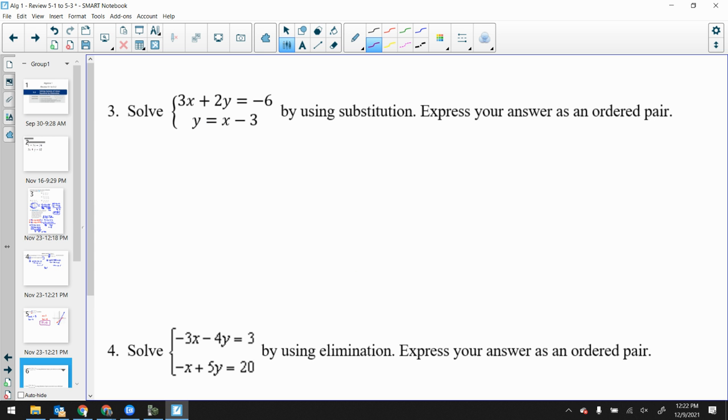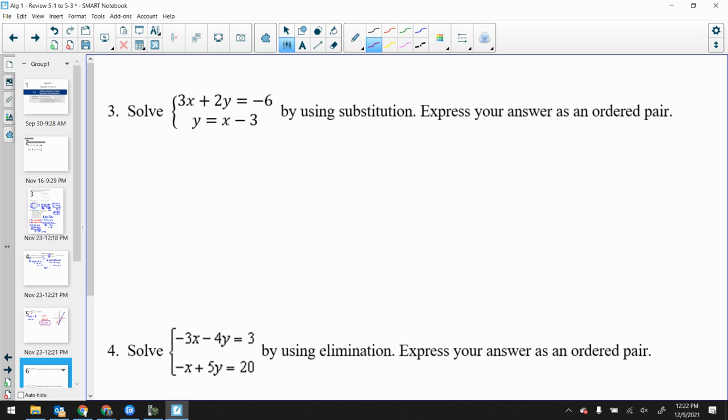Obviously, if I make you do graphing, I make you do substitution and elimination. Now, I'm going to be nice to you guys on the quiz. If I tell you to do substitution, it's not like I'm going to give you one that's really difficult for substitution. If I tell you to do elimination, I'm not going to give you one that's really difficult for elimination. I'm going to give you ones that lend themselves to those particular methods.